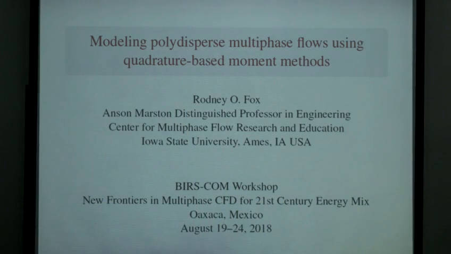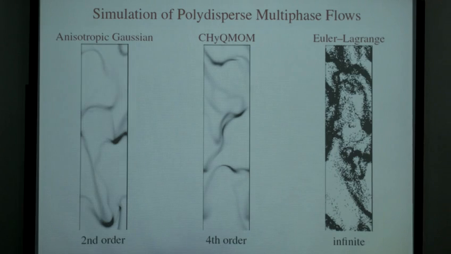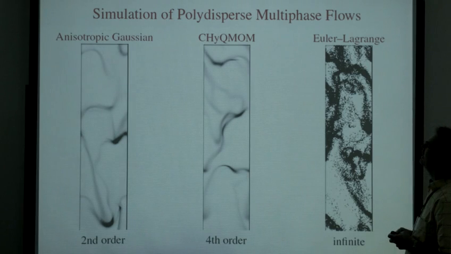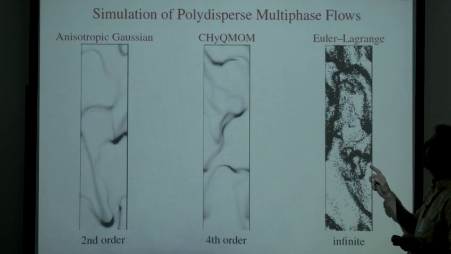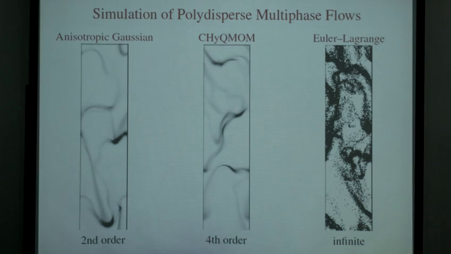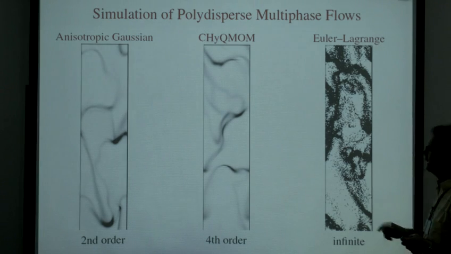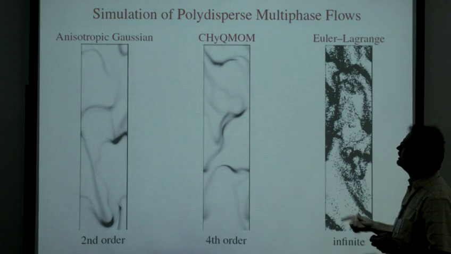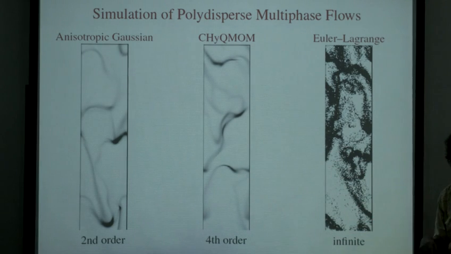In this talk, I'm going to use gas-particle flow as the example. This is some riser simulations that we've done, and all the ones that we've done and reported in the literature are for monodisperse particles. There's different levels of closure, starting from second order closures. This one was done with the anisotropic Gaussian. I'll tell you what that is later.